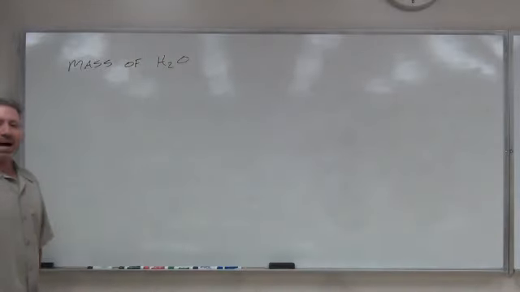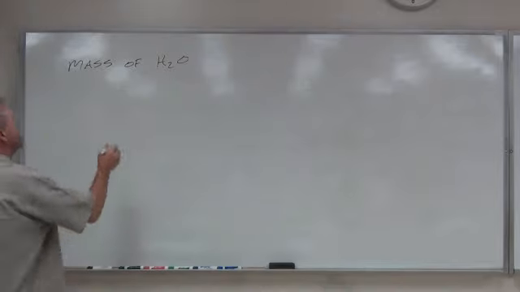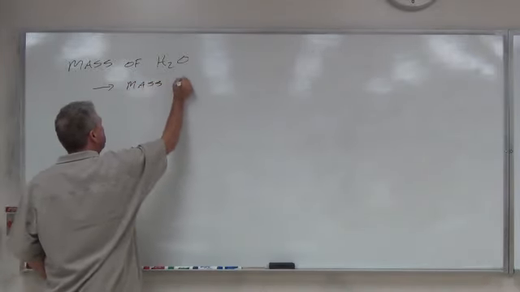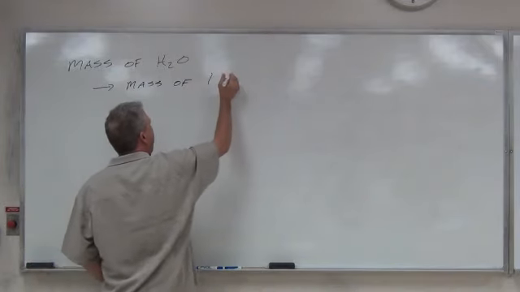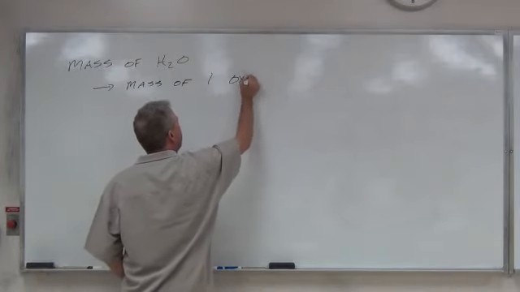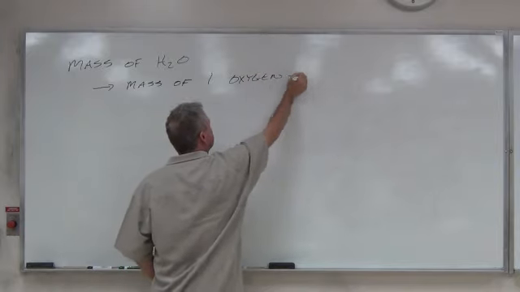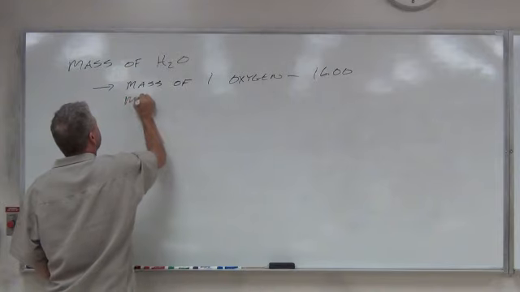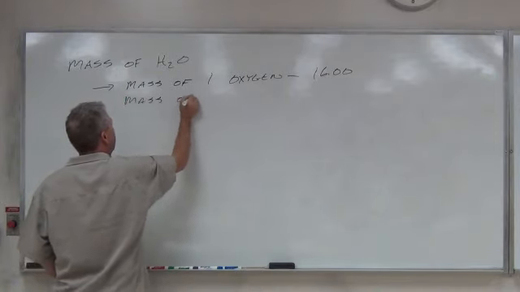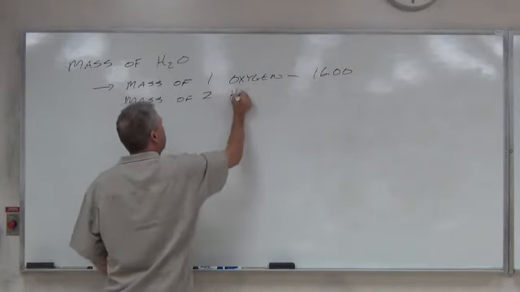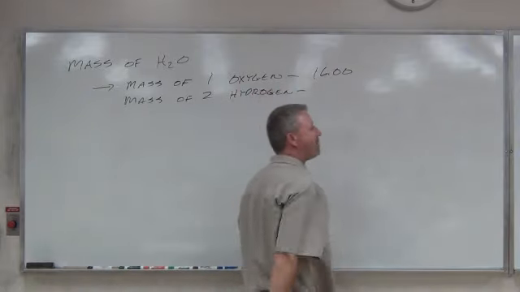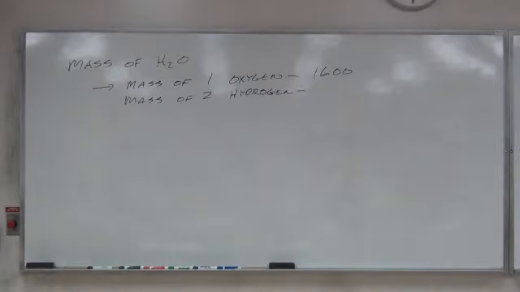Mass of H2O. That's going to be the mass of one oxygen, which is 16.00, and the mass of two hydrogen. Right? See what we got for hydrogen over here? Say that's two.